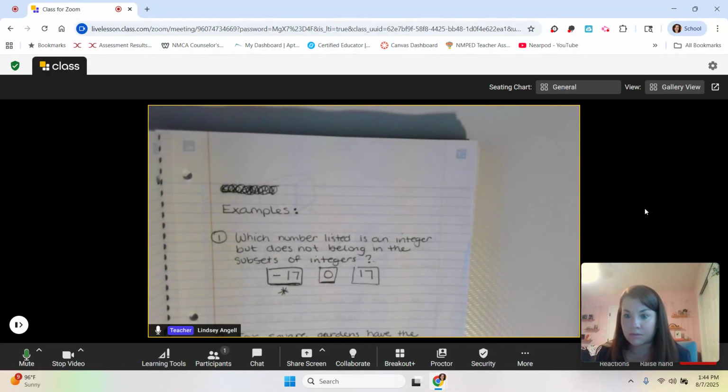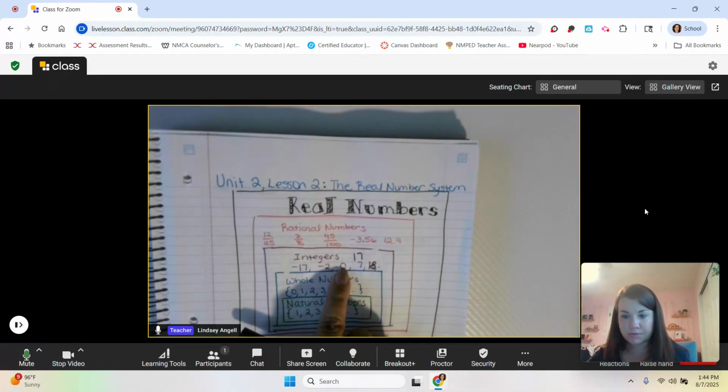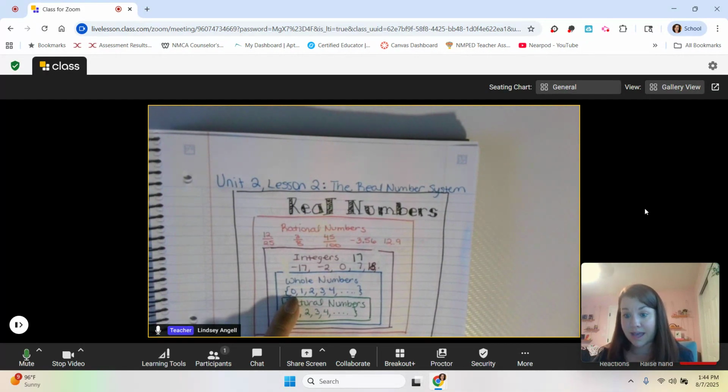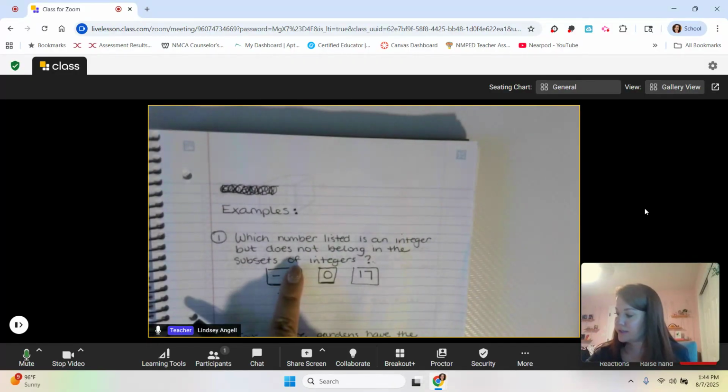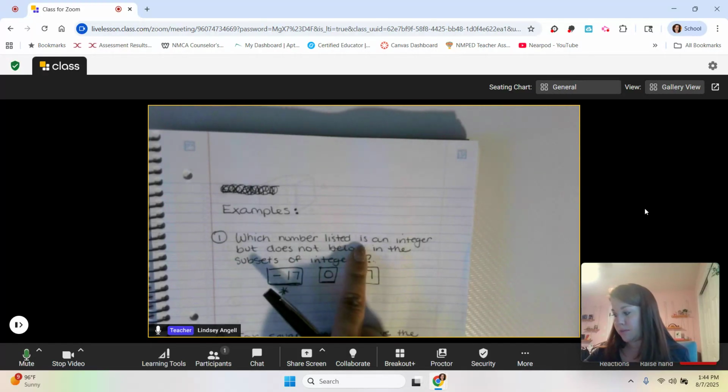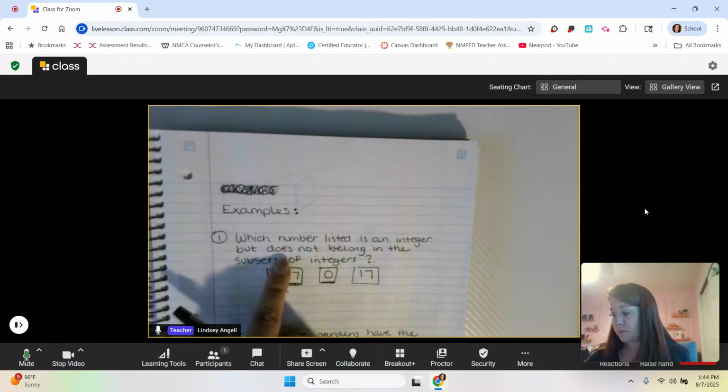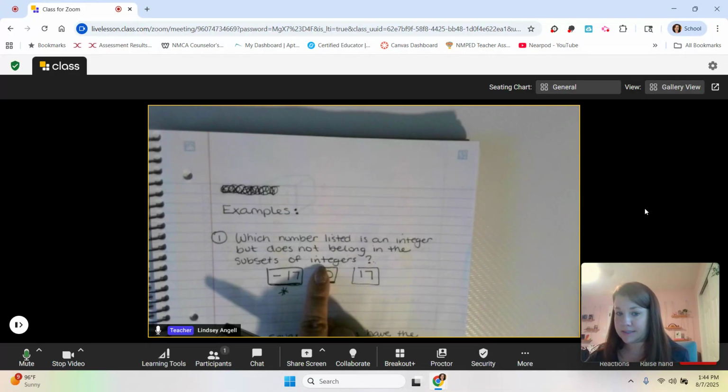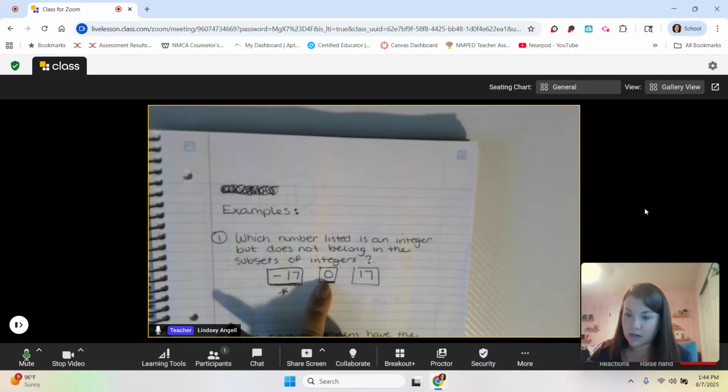But good mathematicians always check all of the options. So let's look at 0. Can 0 be an integer? Yes. Could it be a whole number? Oh, there it is. Yeah, that's a subset of integers. So because it can be a whole number, it's not our answer. Because the question said, which number listed is an integer but does not belong in the subsets of integers? Because this is a whole number, it's not our answer.